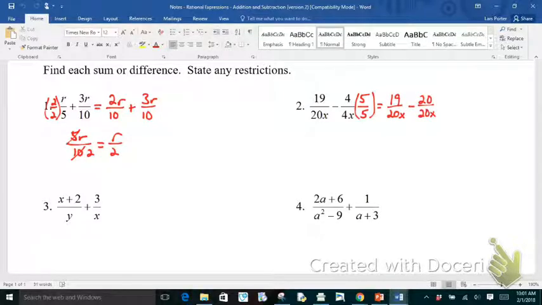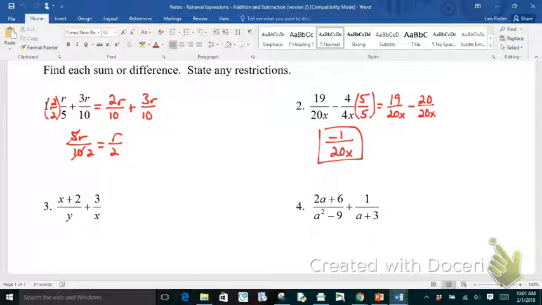19 minus 20 is going to give us negative 1 over 20x, and there is nothing that we can do beyond that, so we're done. We leave it in this form. It's negative 1 over 20x.